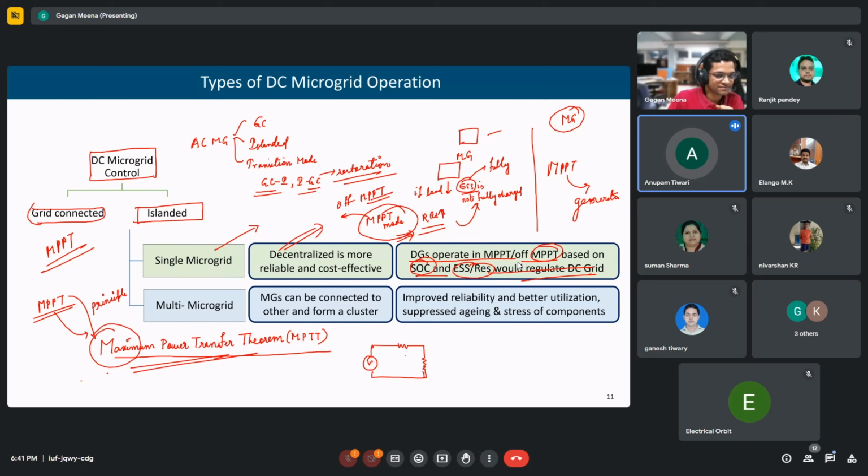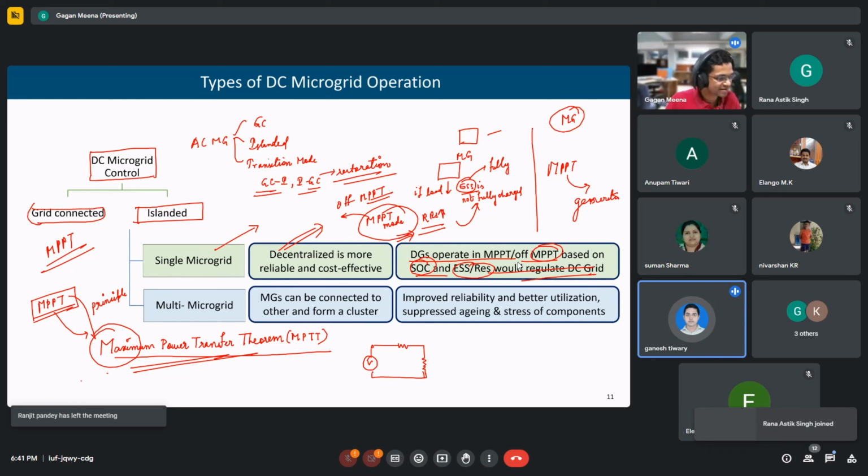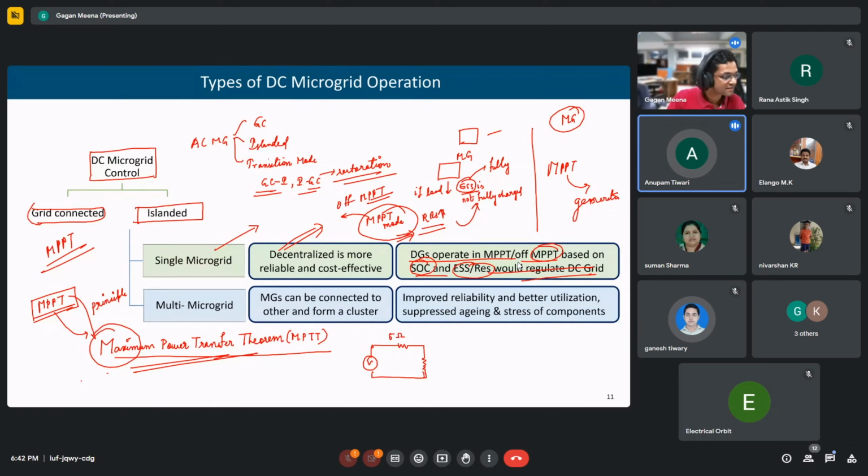MPPT is an algorithm which is based on the maximum power transfer theorem. Yes, correct. Do you know about this maximum power transfer? But this MPPT is only for the PV cell, not for others. No, it is for wind also. It can be done for any source. It is not only for solar.